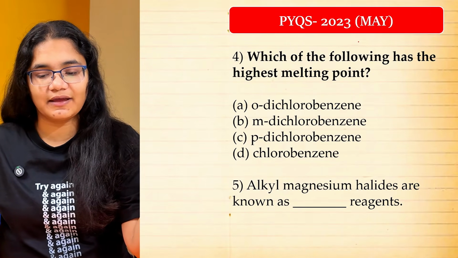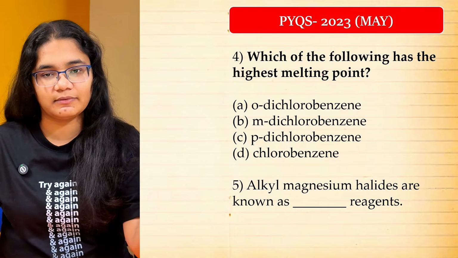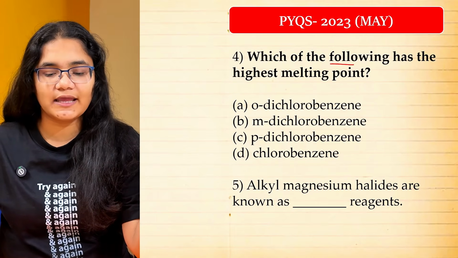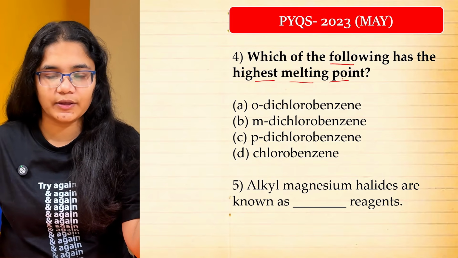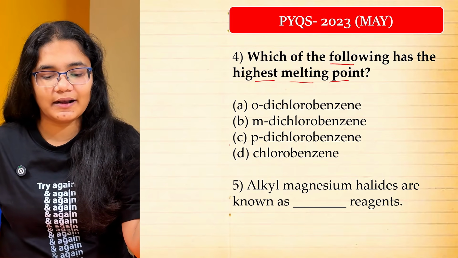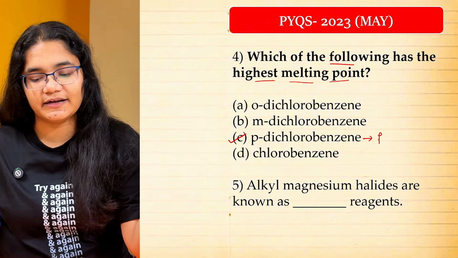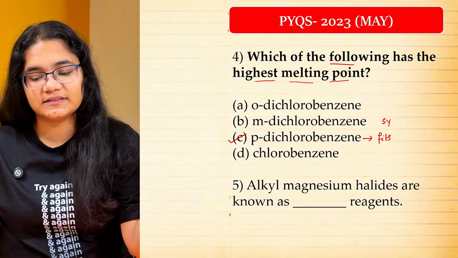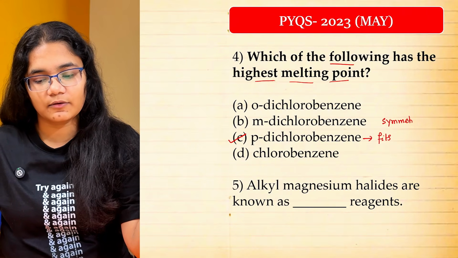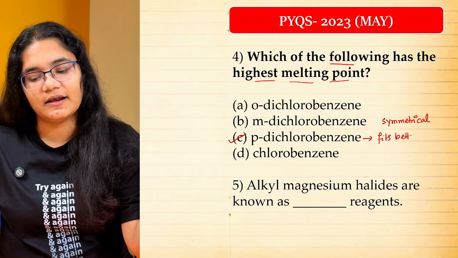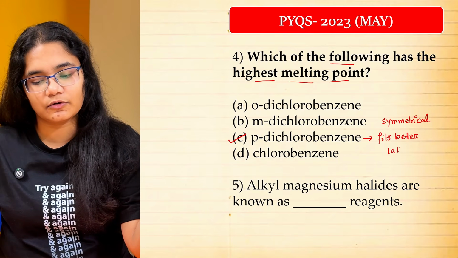This is now a PYQ from May 2023, maybe the second exam that is conducted, or the supplementary exam. Which of the following has the highest melting point? If you remember, para-dichlorobenzene has the highest melting point. Why? First of all, it is symmetrical in nature. Now when it is symmetrical, what will happen? It will fit better in the lattice. We can pack it very closely.